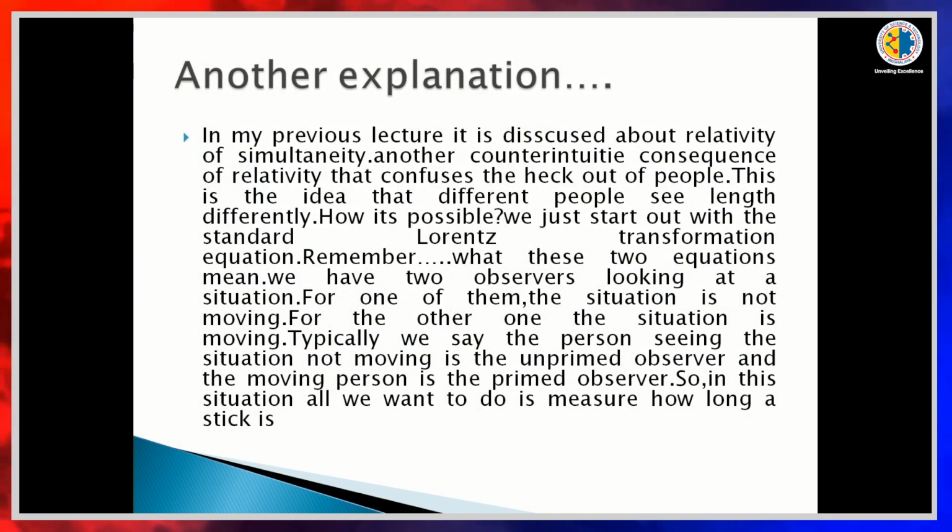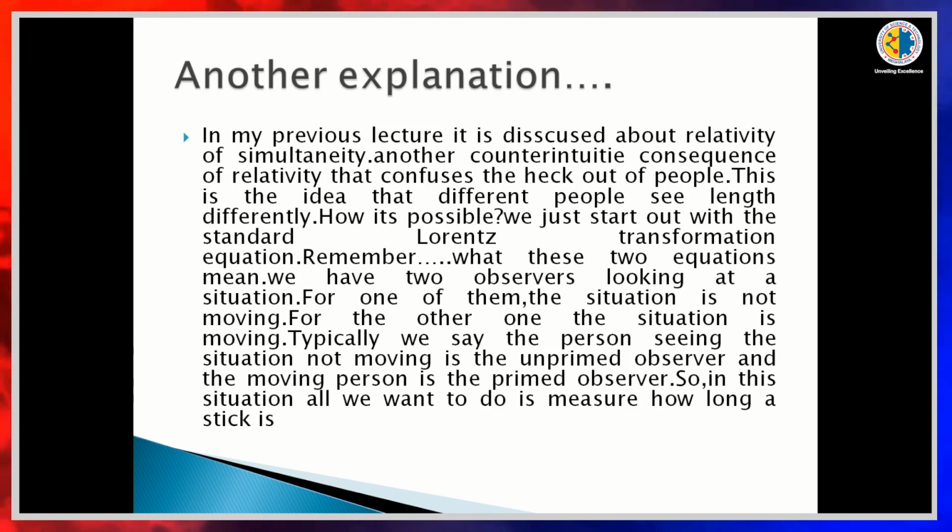Another explanation: in my previous lecture, it was discussed about the relativity of simultaneity. Another counterintuitive consequence of relativity that confuses people is the idea that different people see length differently. So, in length contraction we see that different observers get different lengths of the same object. It is known as length contraction.